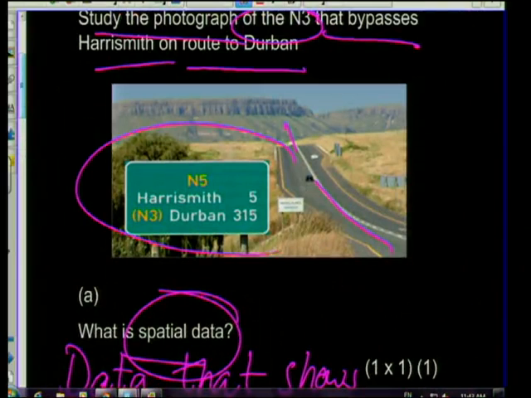Let's look closely at this photograph. What is an attribute data? An attribute data is the data that describes a type of object. We have established that the N5 is a line object, but what attributes does it have? It is called the N5 because it's a national road. Different types of roads are classified according to its status. In this example, we describe this linear feature or line object as the N5. We have given it an attribute of N5. We have further given it an attribute of national road.